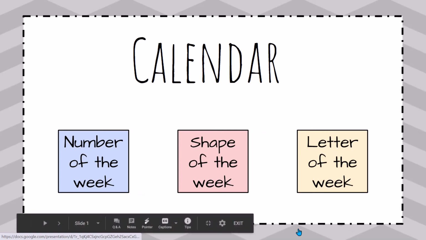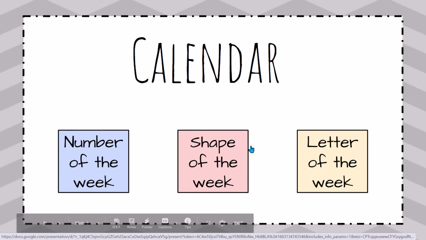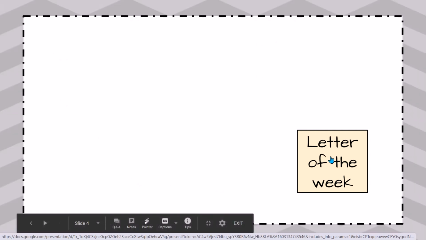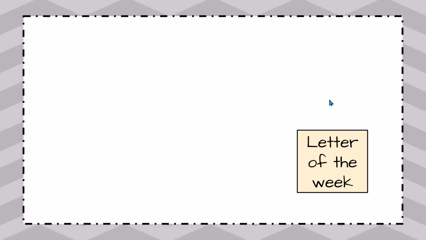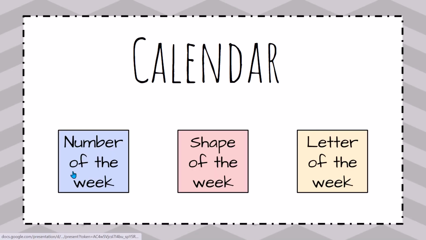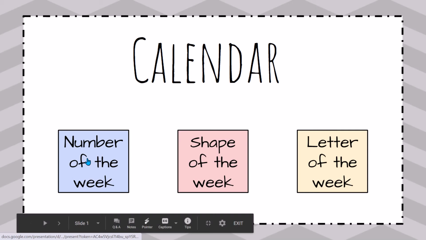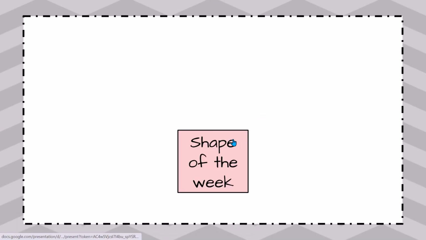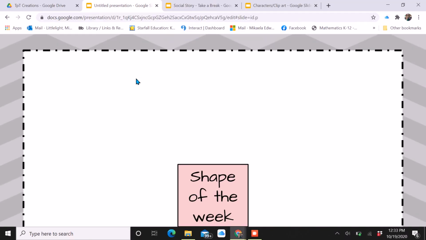Now when you hit on one of these 3 buttons, it'll link it to whatever slide that you wanted. Let's go to letter of the week. And there it is. It linked right there. We'll go back to the beginning and we can do the same thing. We'll do number of the week this time. Now it goes to this slide. And then shape of the week. It goes to that slide. So you see how you just make it interactive?